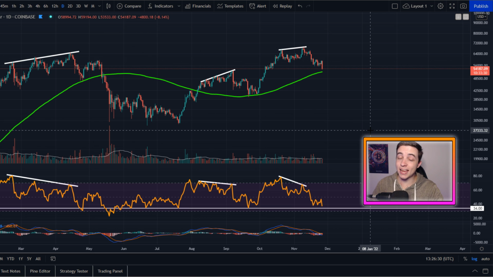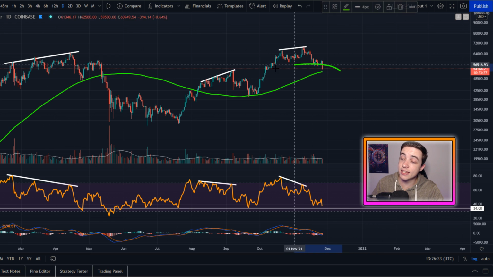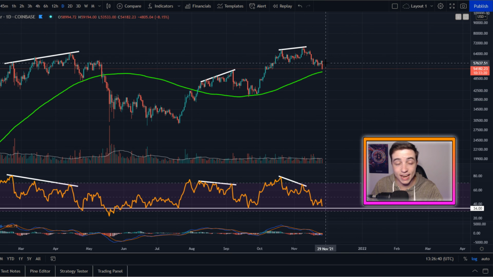But with that being said, staying on the daily chart for Bitcoin and bringing out this moving average, which is the 120-day simple moving average.